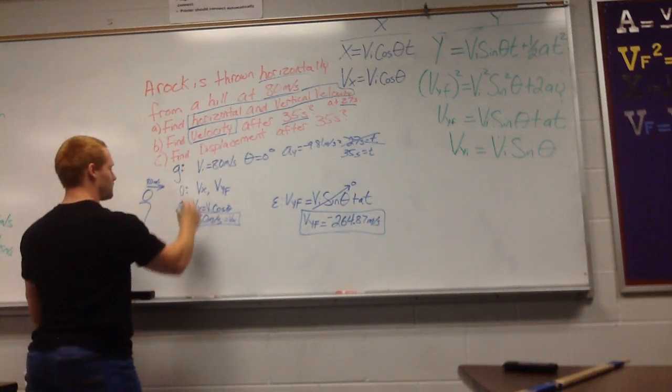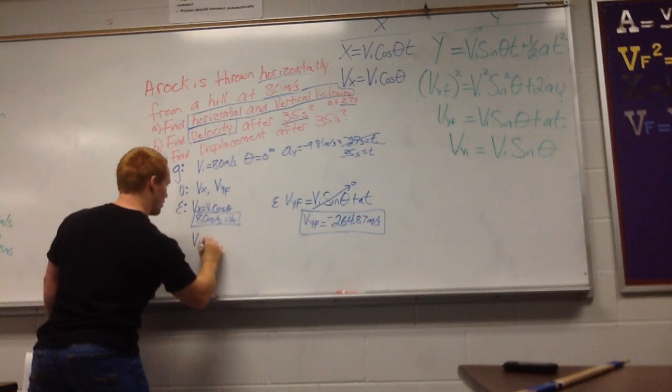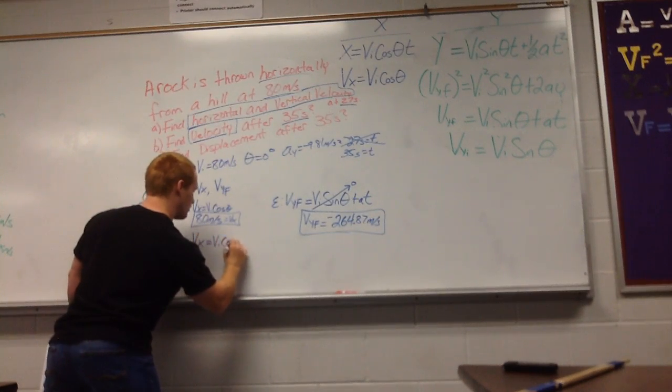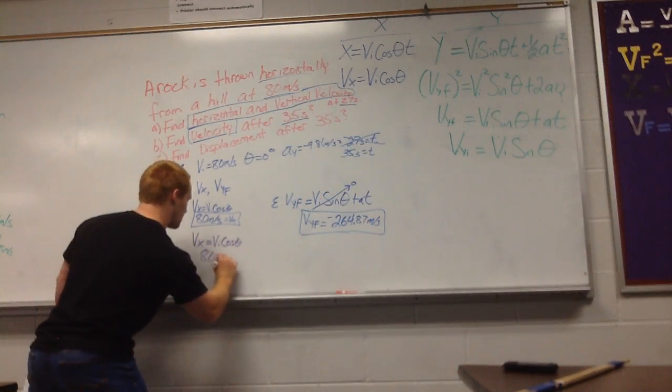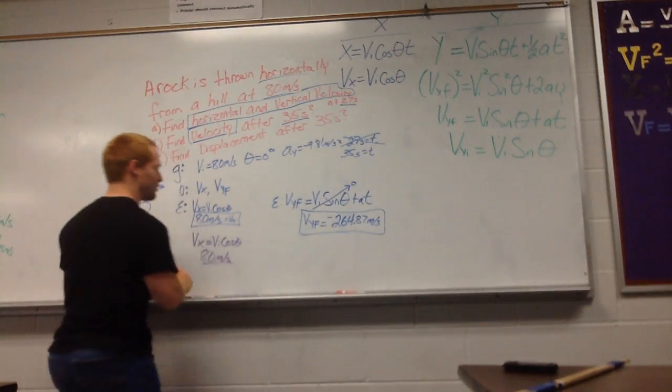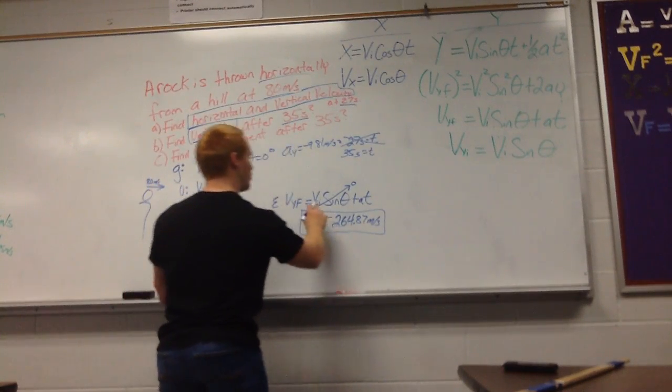So, to do this, I'm going to do the same equation to solve for Vx. So we'll have Vx equals Vi cosine theta. Is it going to change? No. So we're going to have 80 meters per second. That is our Vx. For Vyf, we are going to do this same equation.